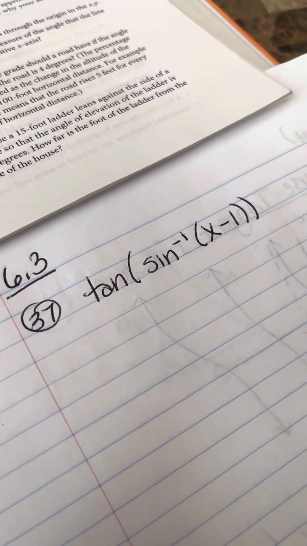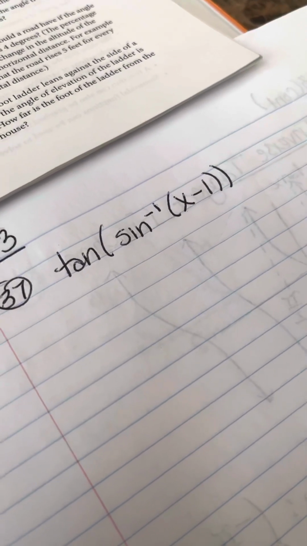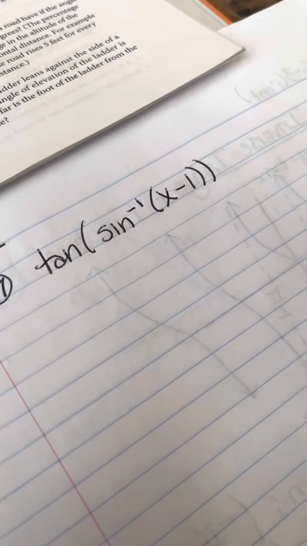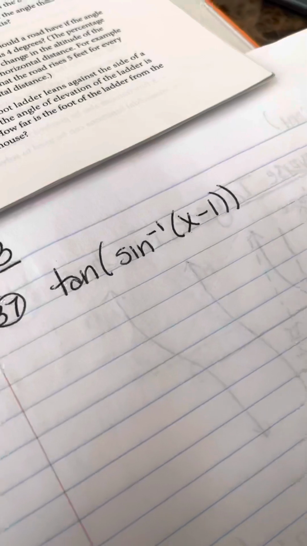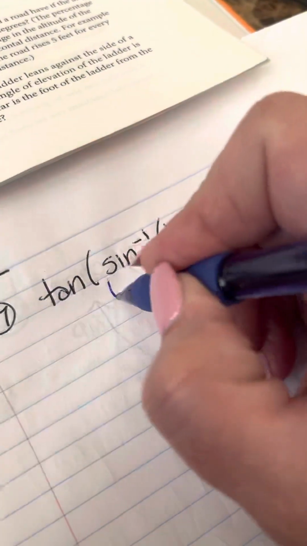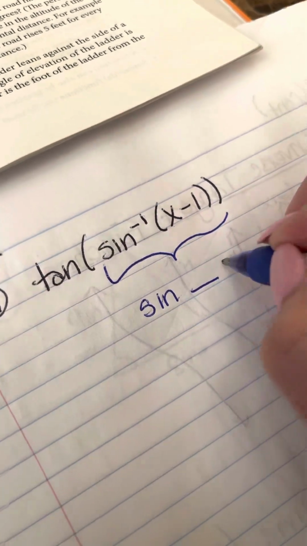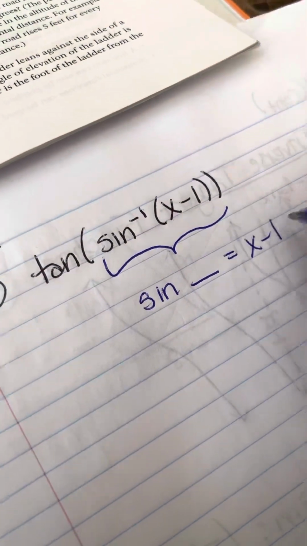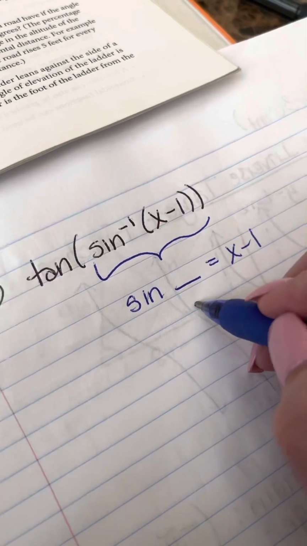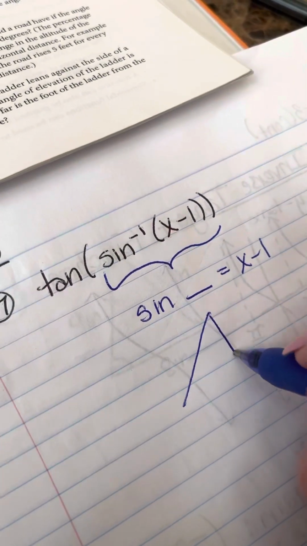All right, for this one, they told you in the instructions, find the exact value of the expression in terms of x with the help of a reference triangle. So, starting inside of the function, we know that the sine of some angle is equal to x minus 1. So this is where the triangle comes in. So we draw a triangle.